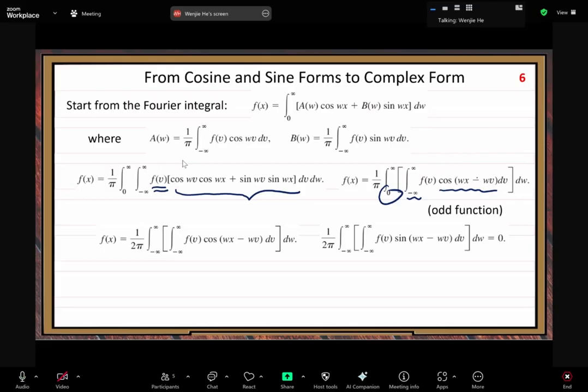Cosine is an even function. All right. So here, think about this case. Think about the case where f(x) is an even function.